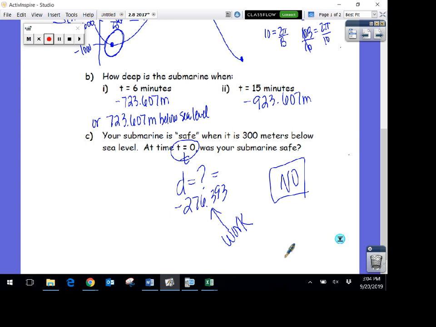Now, these other two, our work was the equation. We already had the equation. So you did all the work up here, and then you just plugged 6 into your calculator, you plugged 15 into your calculator. That was sufficient. But this one had one more thing you had to find, so we had to write down what that number was in order to answer the question.